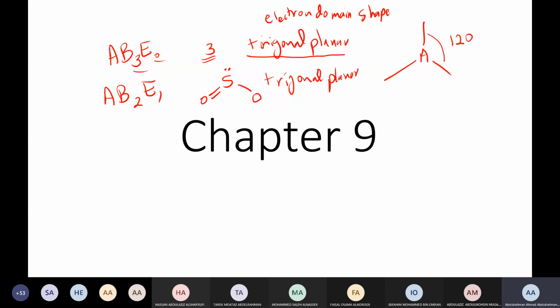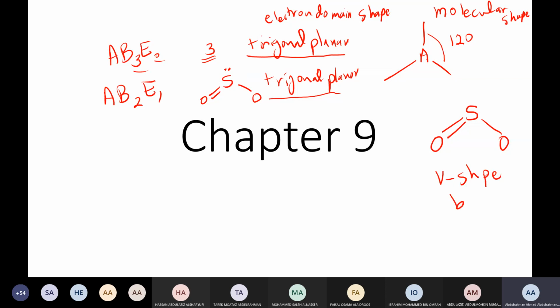Now, the problem is that we cannot see it in the molecular shape. This is the molecular shape. The problem is we cannot see the electrons by X-ray or whatever. So we will see the atoms like this. And in this case, we will not be able to see trigonal planar. What are we going to see? V shape, or bent. What will be the angle in here?